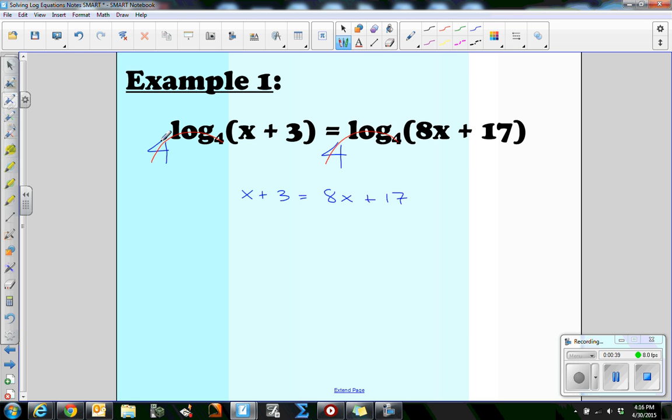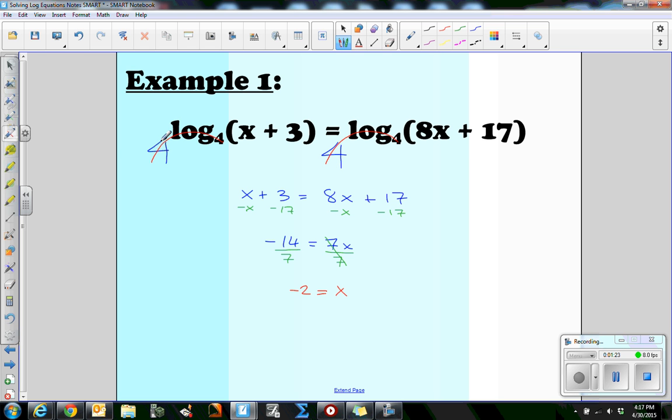If you look back at that equation logically, if the left side equals the right side, and they're both log base 4, the stuff in the parentheses must be equal or have the same value. So now we solve this equation. I'm going to subtract x from both sides. And subtract 17. Finally, divide by 7. And we get x equals -2, which may or may not be a solution.